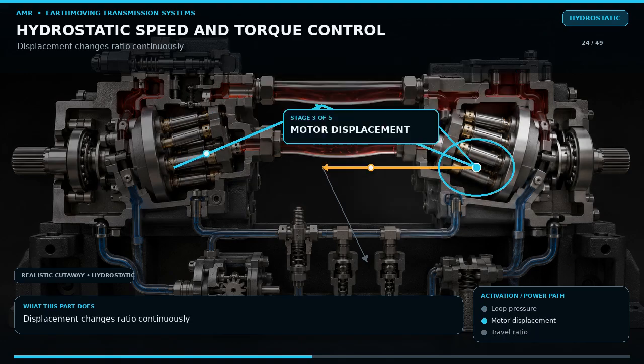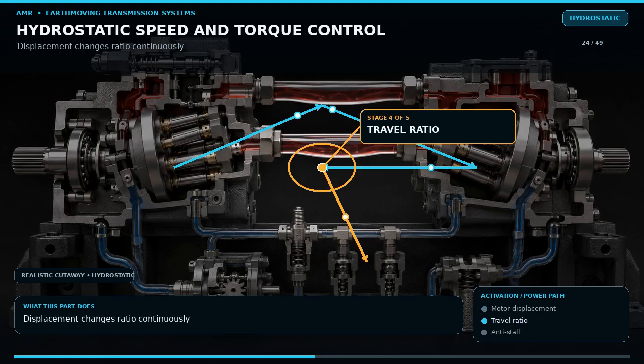As the machine accelerates, it can reduce motor displacement and increase the effective travel ratio. Engine anti-stall logic watches engine speed and reduces pump demand before the engine stalls. A decel pedal may reduce engine speed, hydrostatic command, or both, depending on the machine.